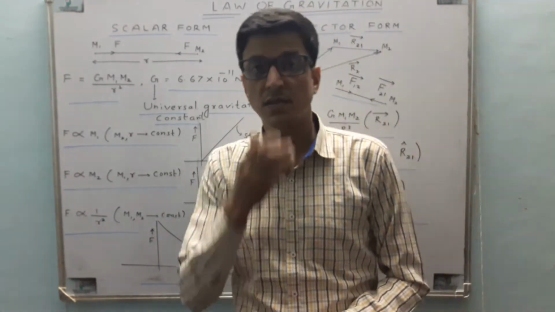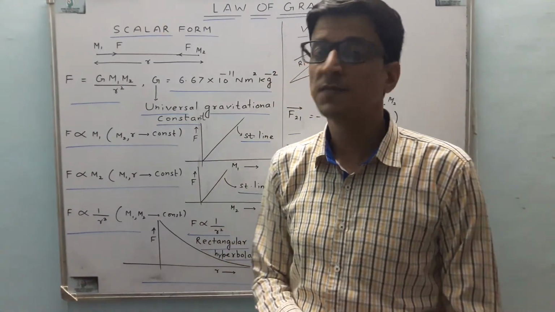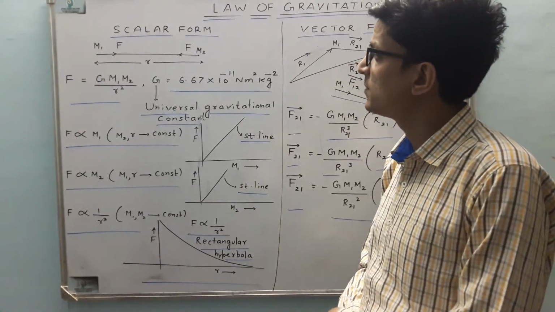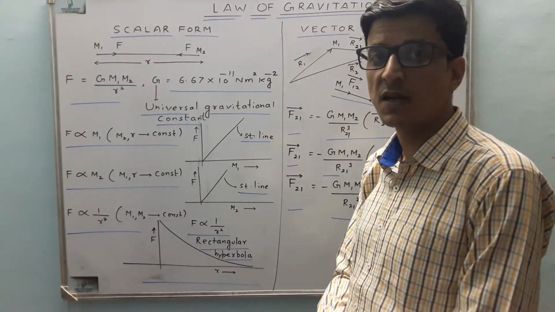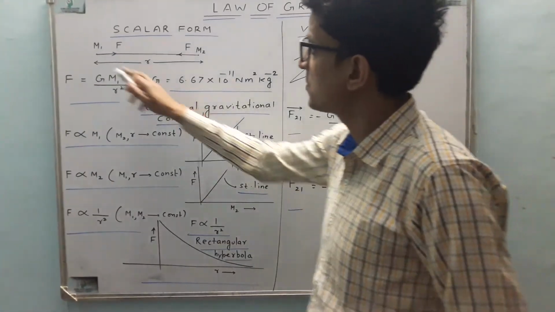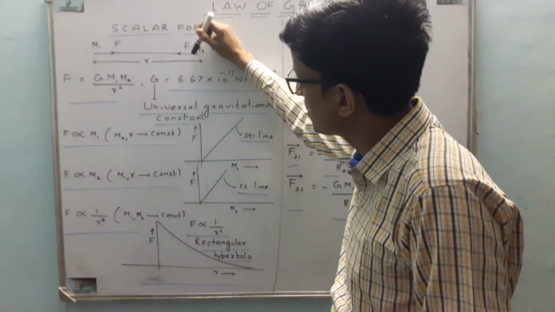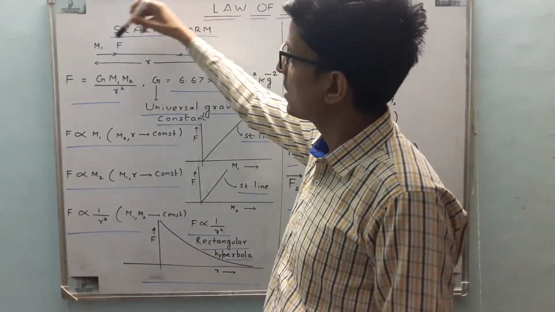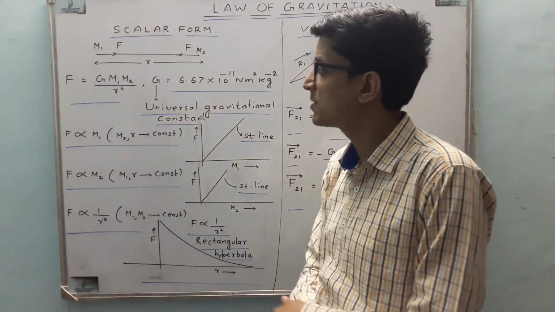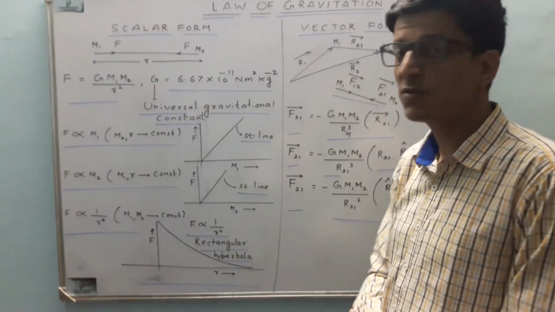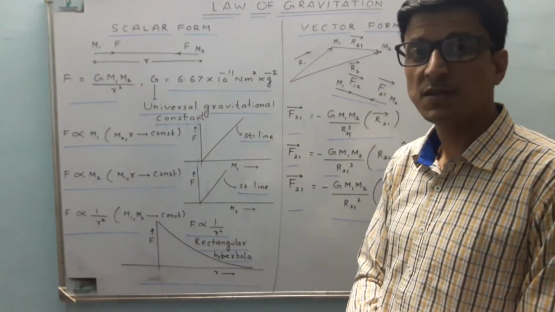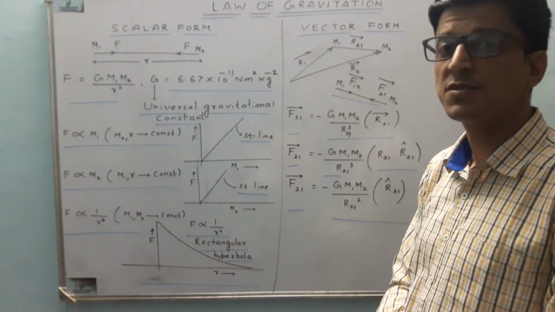So let's discuss this law of gravitation in scalar and vector form. The first thing is the scalar form. Suppose we have 2 point masses m1 and m2 and they are separated by a distance r. Gravitational forces are attractive forces. So this mass will apply a force on this mass towards it, and similarly this mass will apply a force on this mass towards it, and the magnitude of the force is G m1 m2 by r square, where G is equal to 6.67 into 10 to the power minus 11 Newton meter square per kg square, and it is called the universal gravitational constant.